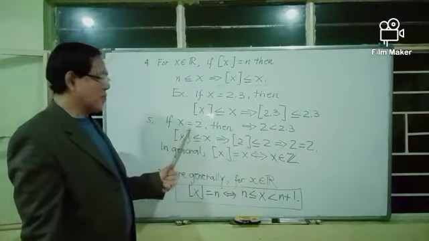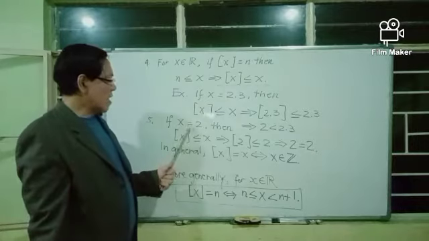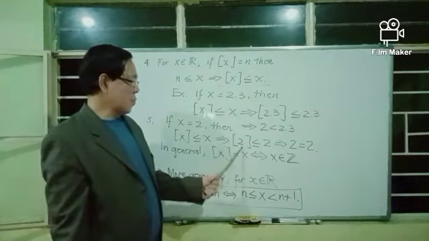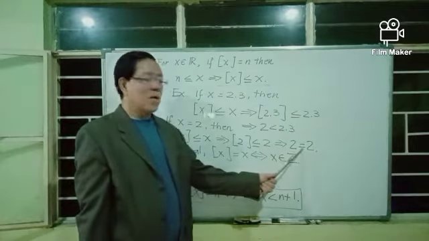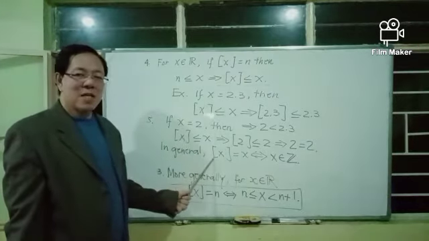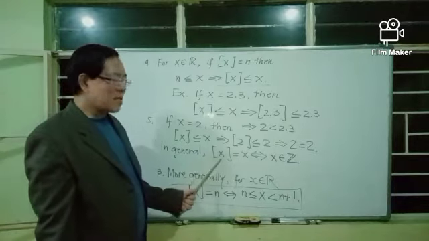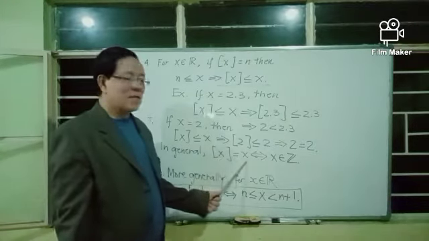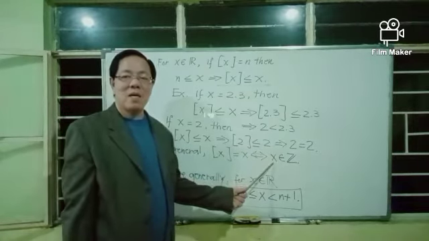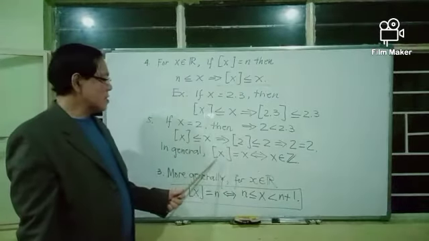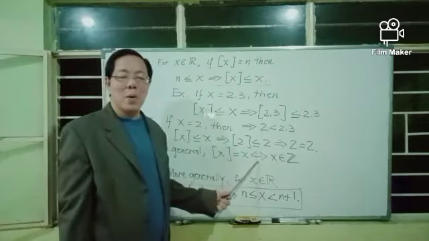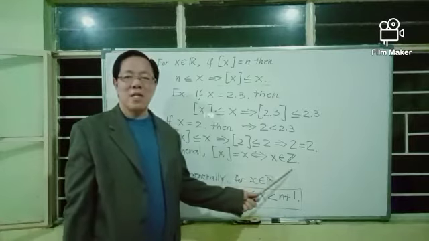In the particular example we had, if x is 2, 2 is an integer, the floor of 2 is 2, and it's equal to itself, 2, which is our x. In general, if the floor of x is equal to x, then it means that x must be an integer. That is, it will only be true that the floor of x is equal to x if and only if x is an integer.